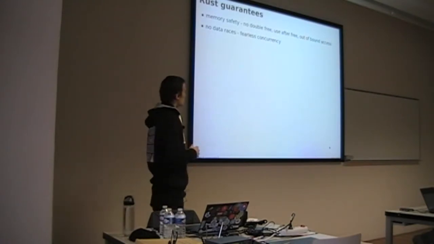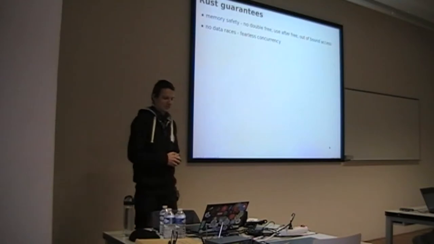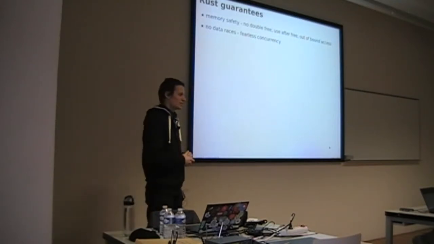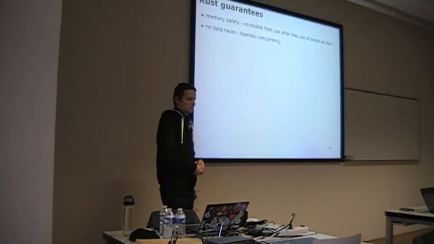Okay, so using all these features, Rust is able to guarantee memory safety. So if you use only safe Rust, you should get no double frees, no use after free, or out of bounds access, which are pretty common memory related errors when you're writing in C. And using the type system, it also guarantees no data races in multi-threaded code, which is pretty nice. The marketing expression is fearless concurrency. And this is actually really nice because usually when we are writing multi-threaded code, it's hard to debug when it's broken. So using Rust static analysis, it's, I would say, much more pleasant to write.